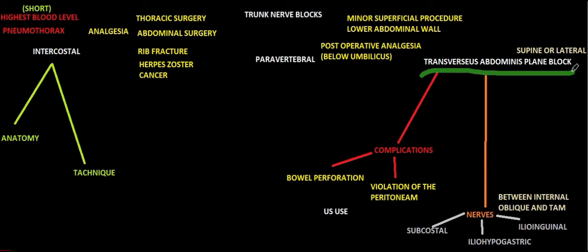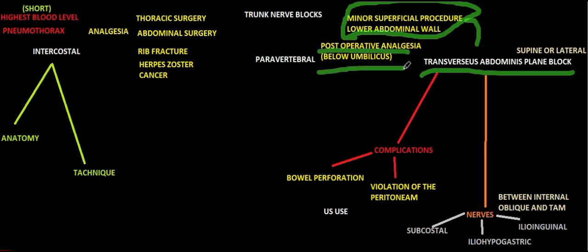My last topic for this lecture is the transversus abdominis plane block, the TAB block. The TAB block indication is for minor superficial procedures of the lower abdominal wall. So deep procedures of the lower abdominal wall will not work with the transversus abdominis plane block. And sometimes it is used for post-operative analgesia below the umbilicus.